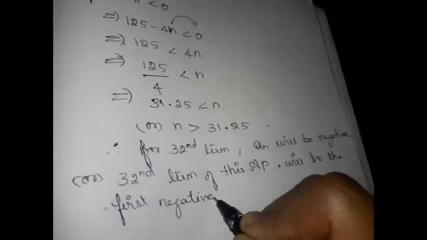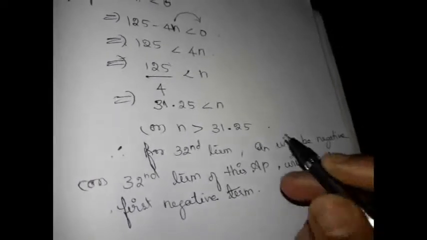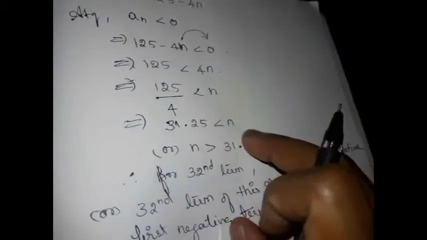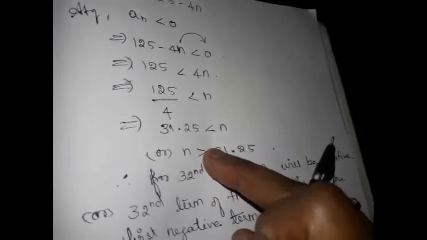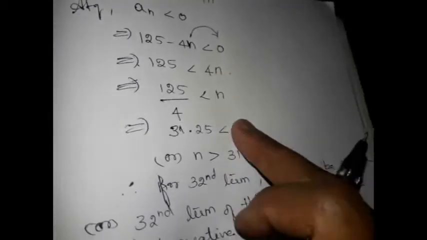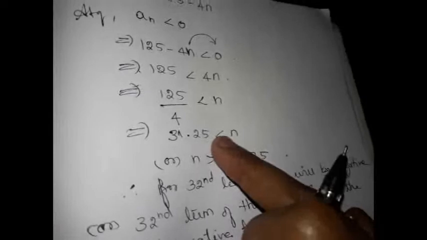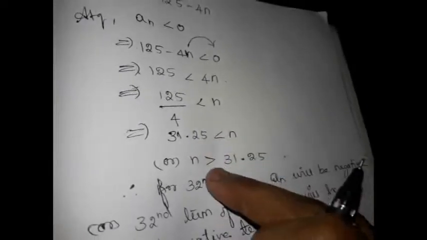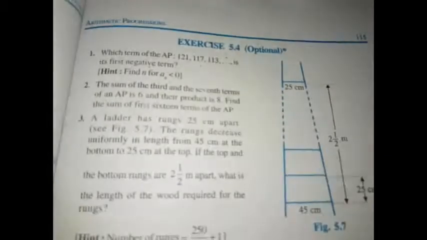Hope you understood, right? Since it is going to be negative, we have taken an is less than 0. And one more thing you have to remember here is, when you change the terms, the inequality will change. When you bring the terms from one side of the equation to the other side, the arithmetic operation will change. But when you bring the terms from one side of an inequation to the other side, the inequality will change. Remember, right? Let us move on to the next question now.